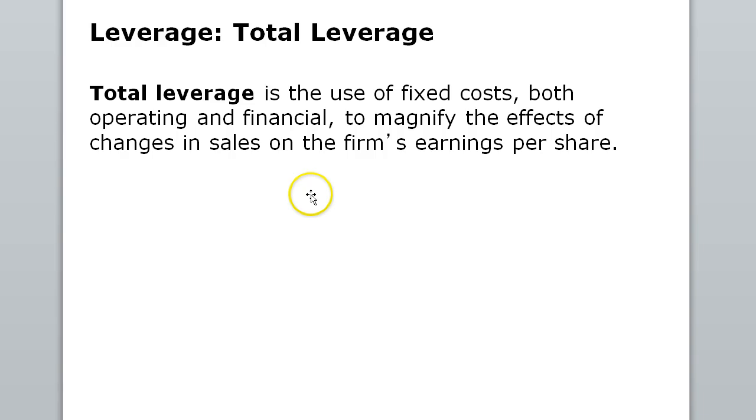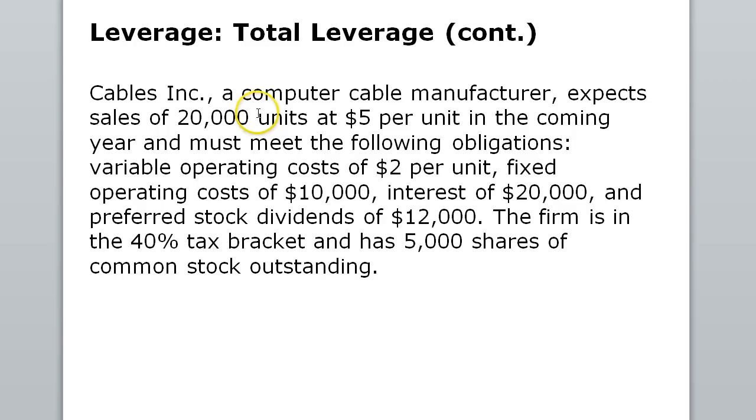Now total leverage is going to look at both operating and financial leverage together. So let's look at Cables Incorporated, a computer cable manufacturer. Expected sales of 20,000 units at $5 per unit in the coming year, and it must meet the following obligations. It has a variable cost per unit of $2 and a fixed operating cost of $10,000, interest of $20,000, preferred stock dividend of $12,000. And the firm is in the 40% tax bracket and has 5,000 shares of common stock outstanding. So here's all the variables we need to calculate total leverage.